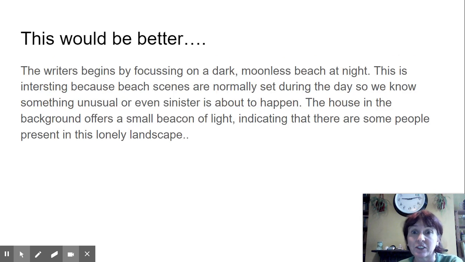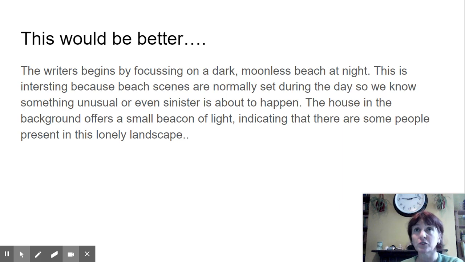I would suggest this is a better answer. We're just focusing on one bit, which is the beginning. It says the writer begins by focusing on a dark, moonless beach at night. This is interesting because beach scenes are normally set during the day, so we know something unusual, even sinister, is about to happen. The house in the background offers a small beacon of light, indicating that there are some people present in this lonely landscape. So, could have gone further with that, but I think that's why the writer has chosen to start there.